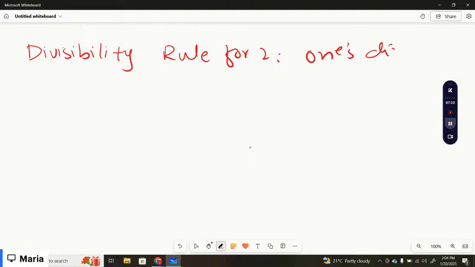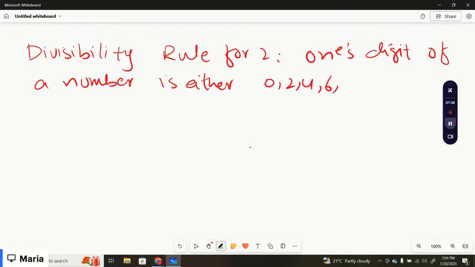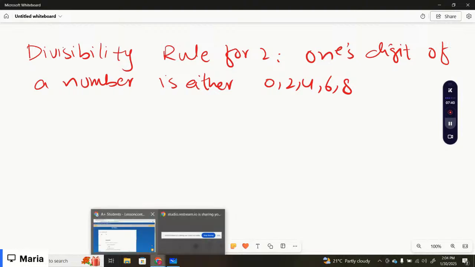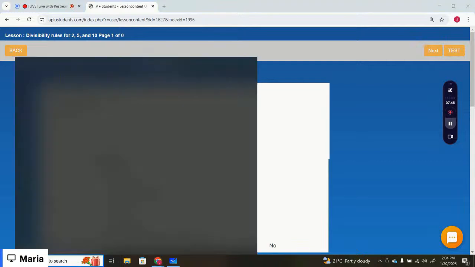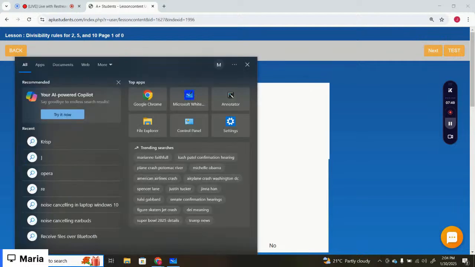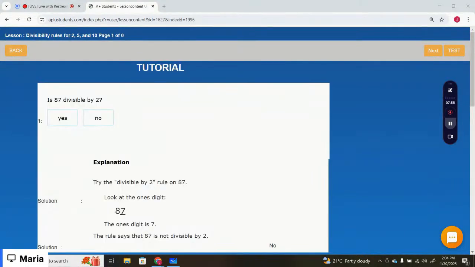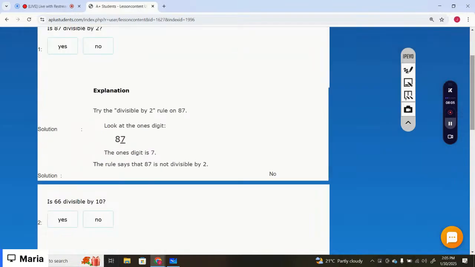The ones digit of a number is either 0, 2, 4, 6, or 8, right? So just look at the number 87. The ones digit is 7. That means the number is not divisible by 2. The ones digit is 7, so 87 is not divisible by 2.